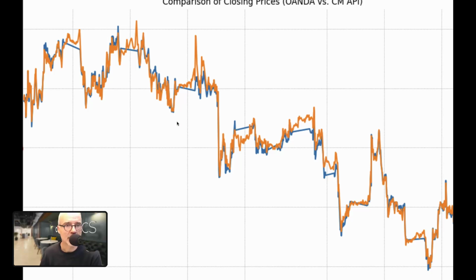And that's exactly also the time when we see some discrepancies between the price between the crypto exchange in orange and the OANDA data in blue. So normally during the week, it tracks pretty nicely. You can see here, for example, how nicely it tracks. But then during the weekend, there's some differences.